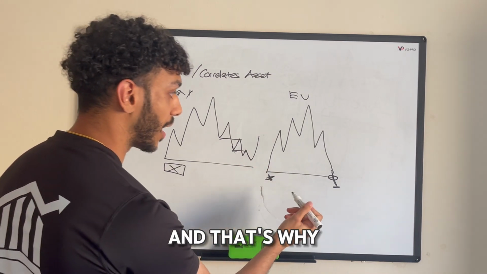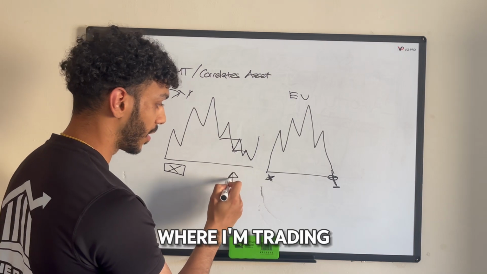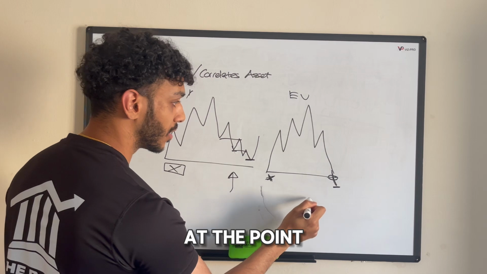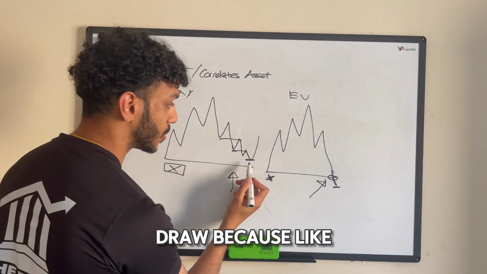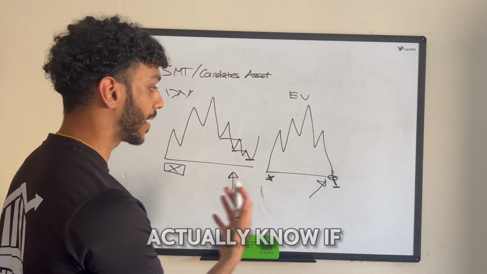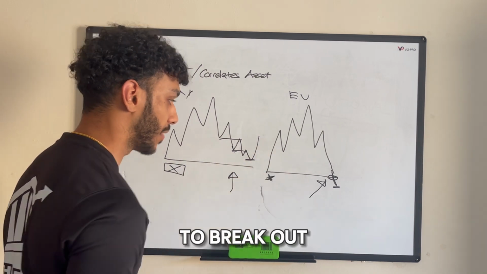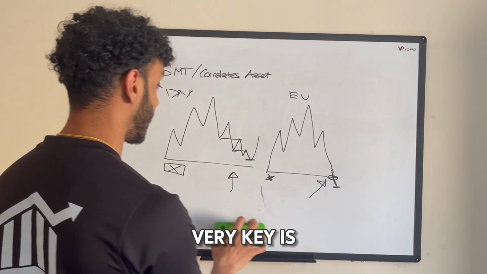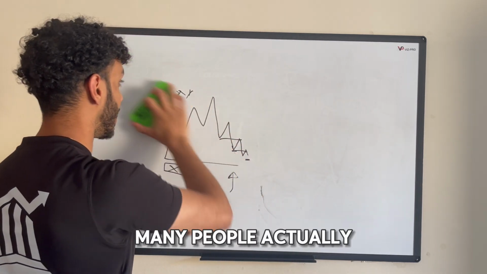And that's why, when a correlating asset has hit the draw, let's say I'm trading this one, I will have to take profit at the point where EU hit the draw. Because, like I said, the order flow may then break and you don't actually know if we're going to continue. So that last point is, in my opinion, very, very key. It's heavily overlooked, and it's not something that many people actually talk about.